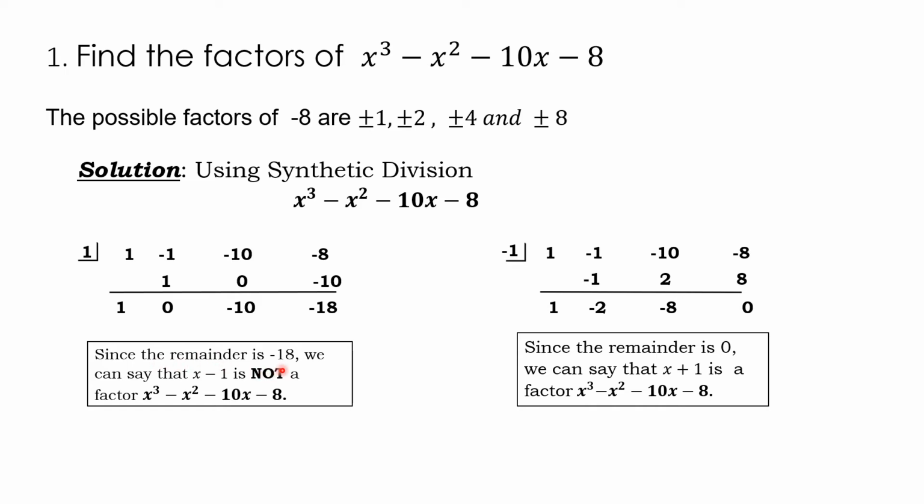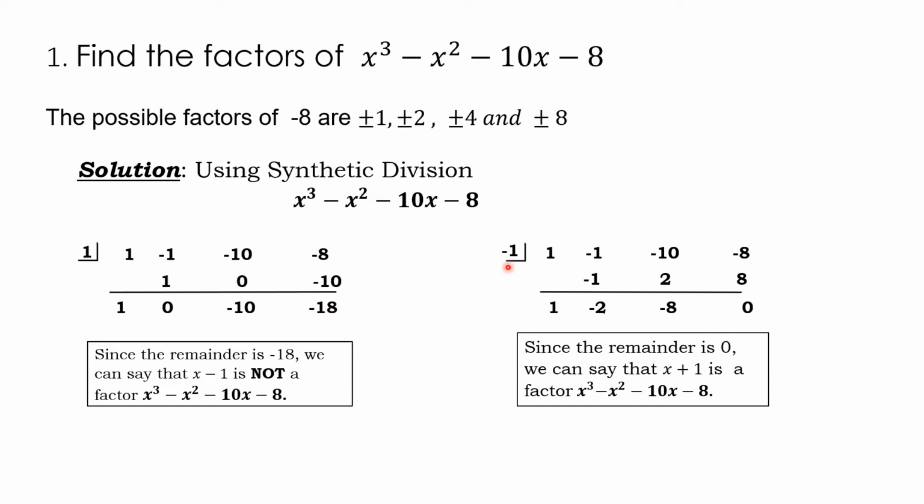Since the remainder is negative 18, we can say that x minus 1 is not a factor of x cubed minus x squared minus 10x minus 8. So, ibig sabihin, yung x minus 1 ay hindi na natin isasama sa mga factor kasi nga, ang sagot natin sa remainder ay negative 18. Ang goal natin is makuha natin ang 0 as the remainder.